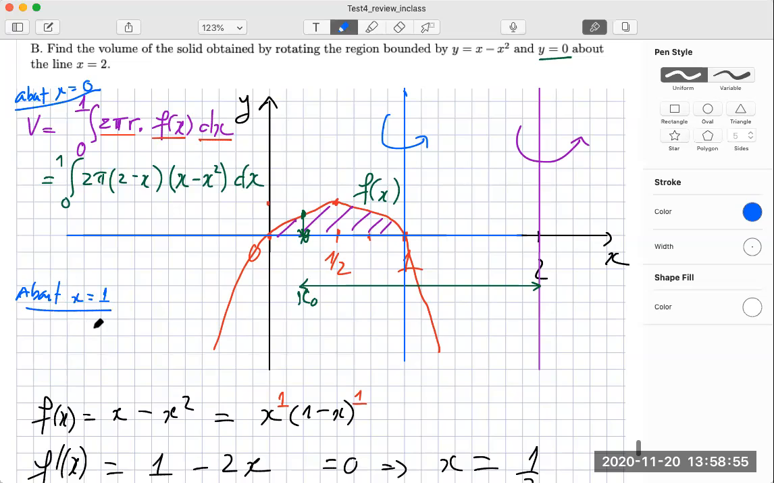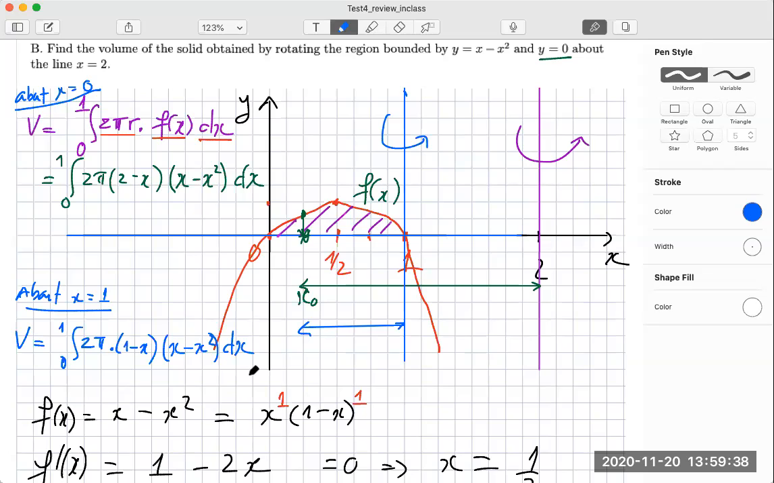If it rotates about the line x equal to 1, then the volume will be the integral, the same thing, from 0 to 1 of 2 pi, and r in this case will be the difference from this point to the axis here, which is 1 minus x, and the same height, which is x minus x squared, dx. And computing this integral is not difficult, so we'll not do it here. We just understand the idea, okay?